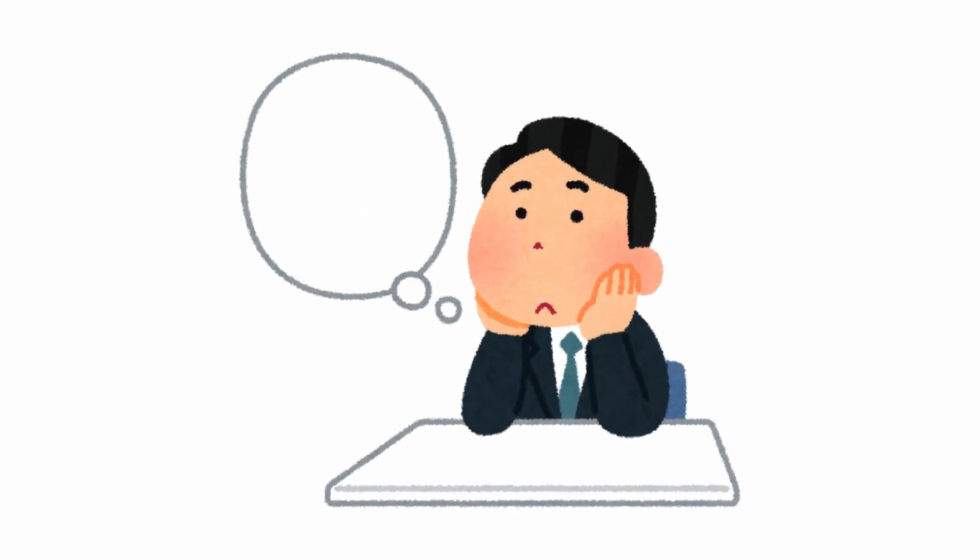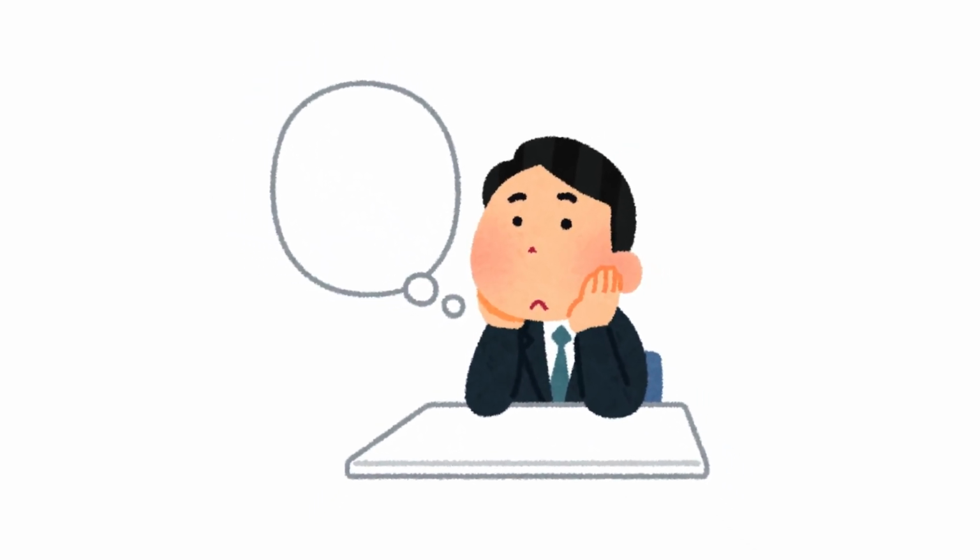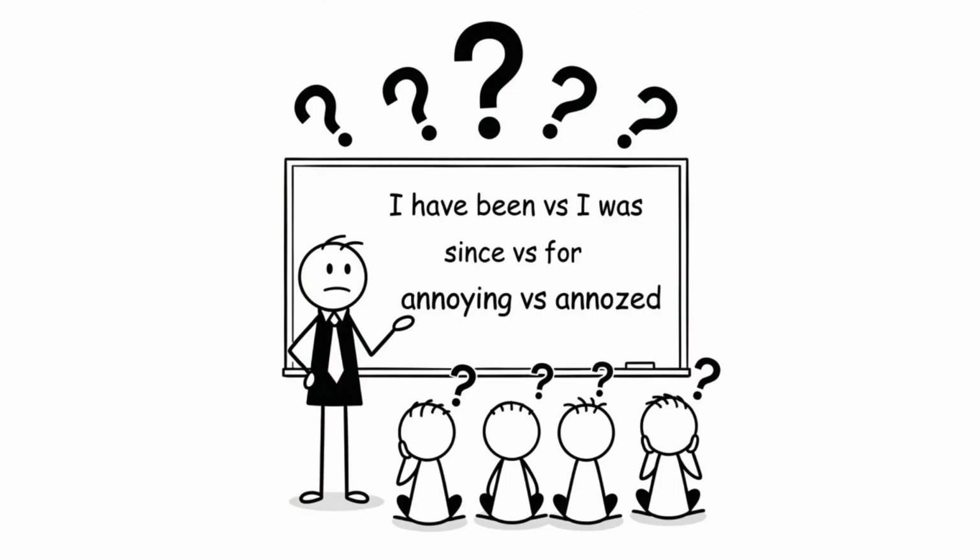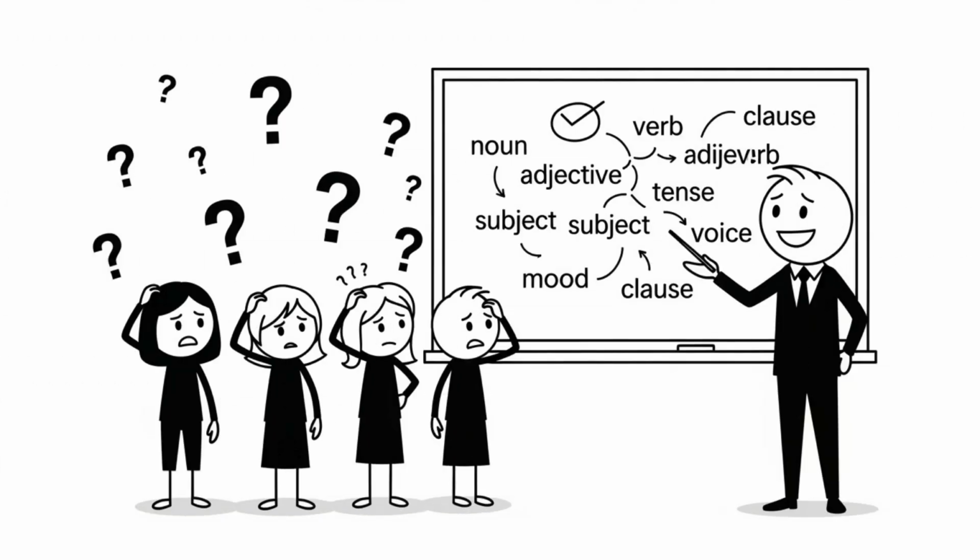Have you ever wondered what the difference is between "I have been" and "I was"? Or when to use "since" and "for"? And what about words like "annoying" and "annoyed"? Many English learners feel confused about these small grammar differences. But don't worry. In the next few minutes, we'll make everything simple and clear. Let's begin with "I have been" and "I was."